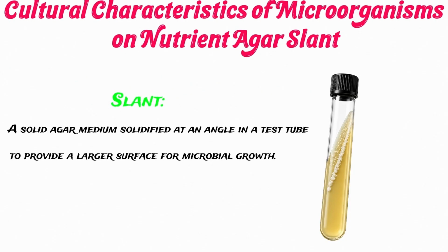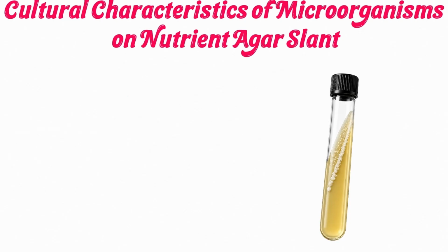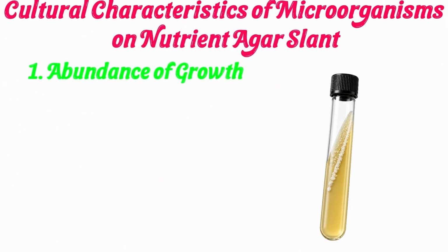A nutrient agar slant contains solid agar inside a test tube with a slanted surface. When bacteria grow on an agar slant, we observe 5 important characteristics. Number 1 is abundance of growth. The word abundance literally means how much of something is present. Here, it simply means the amount of bacterial growth.